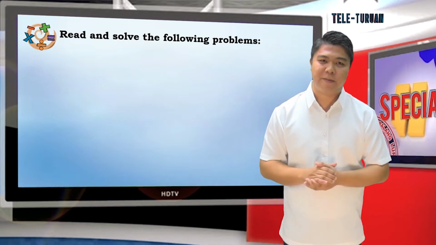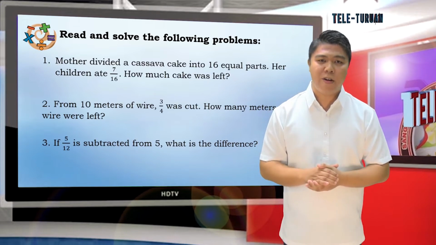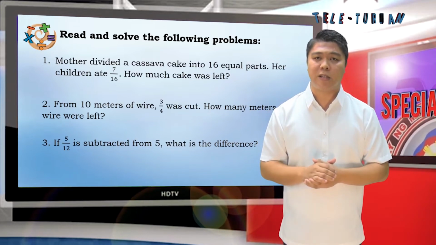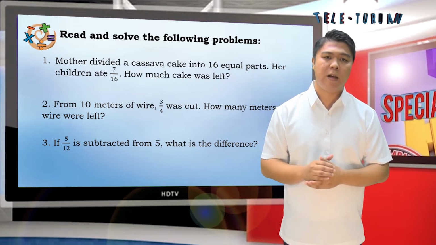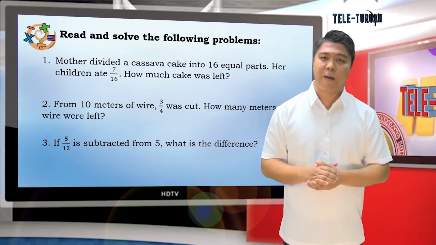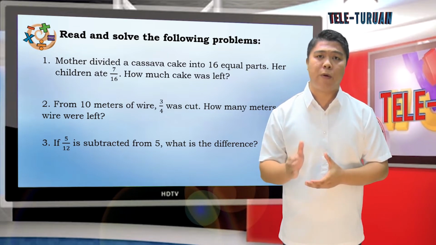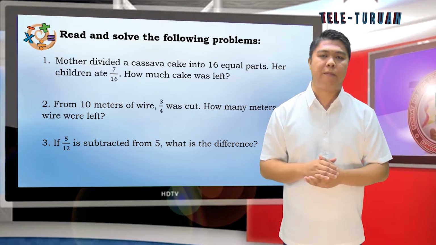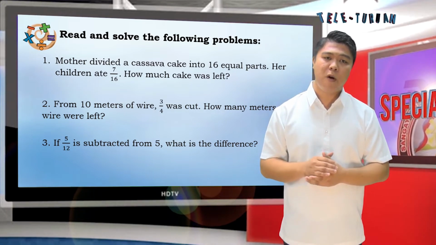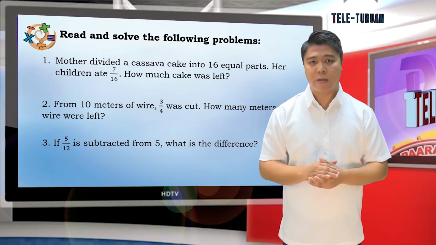Now, it's your turn. Read and solve the following problems. Number 1. Mother divided a cassava cake into 16 equal parts. Her children ate 7 over 16. How much cake was left? Number 2. From 10 meters of wire, 3/4 was cut. How many meters of wire were left? Number 3. If 5 over 12 is subtracted from 5, what is the difference?